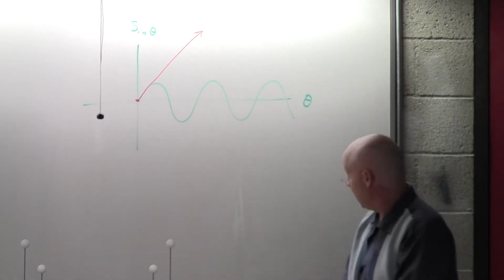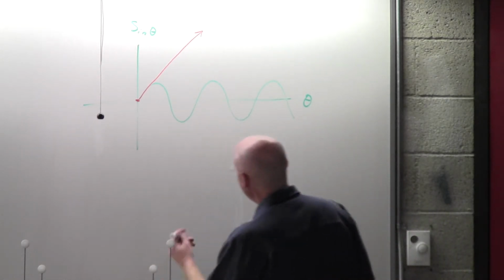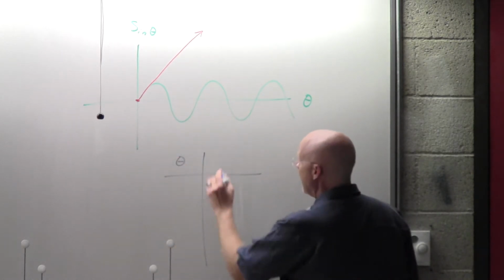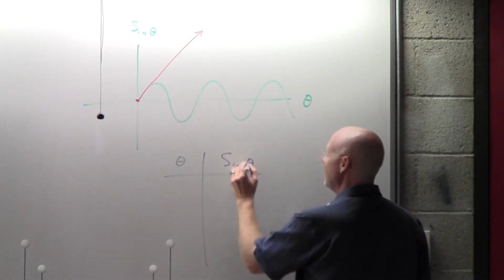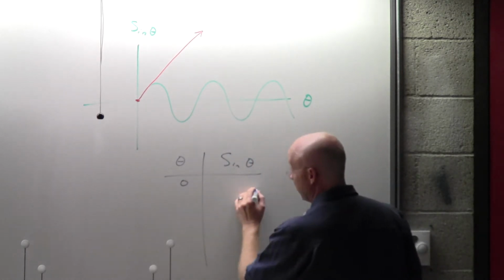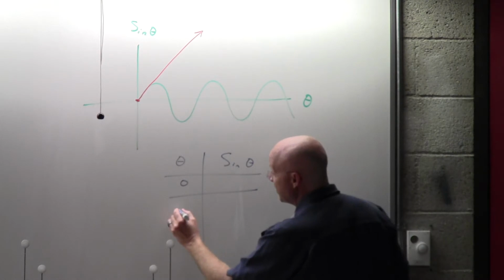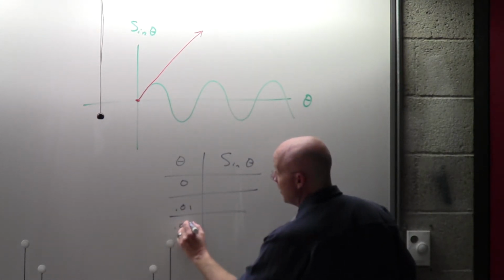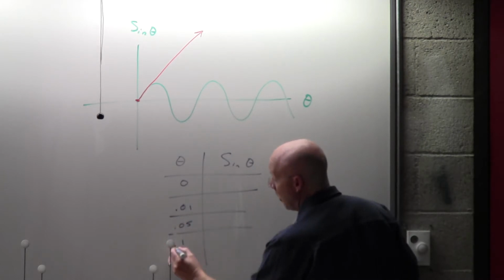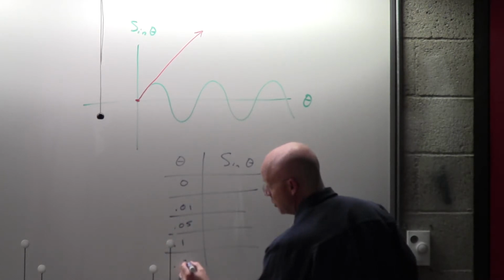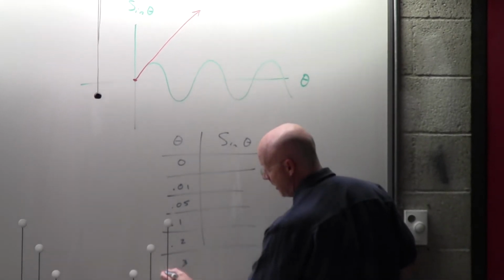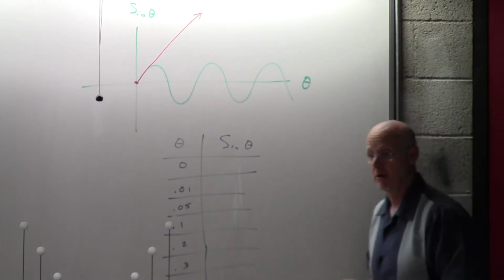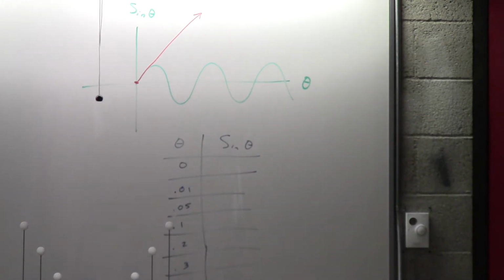But watch this for a moment. I'm going to make a little chart here. Let's look at the angle theta, and let's look at sine theta. Let's look at some small angles, like 0. And then maybe we'll just increase it a little bit, like 0.01. Maybe a little more, 0.05. Maybe 0.1, 0.2, 0.3. I'll just jump to 0.5. I wonder what that comes out to be.